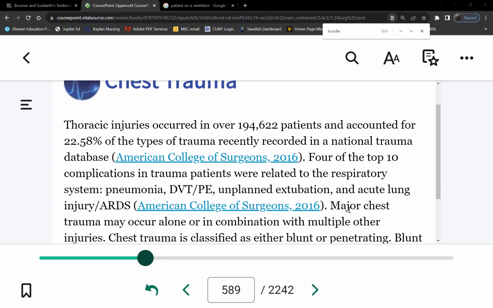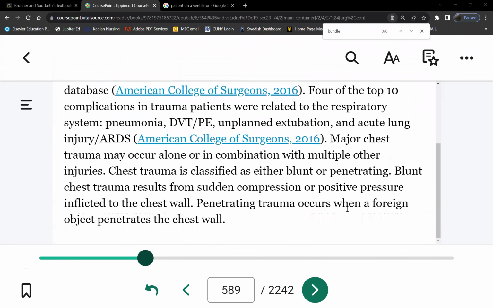What is the treatment? Okay, and we already did chest tubes. Okay.